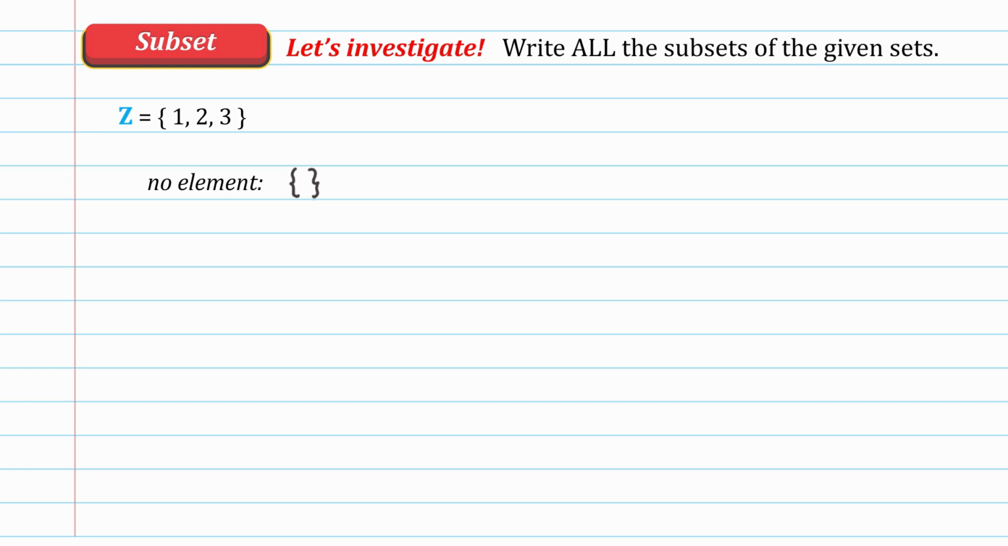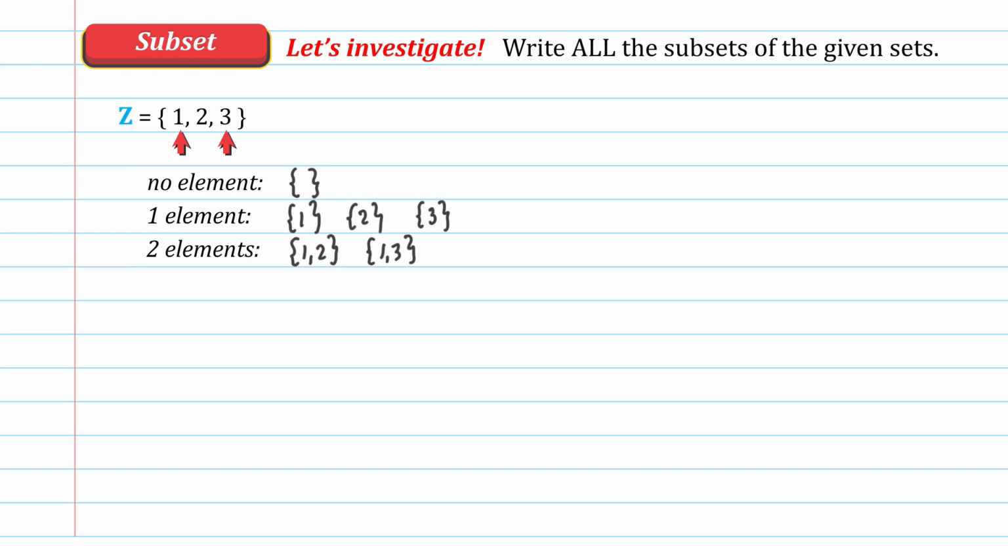Next, let me increase the number of elements and list all subsets of Z with only one element. 1, 2, and 3. These three sets are also part of set Z. Next, let me list all subsets of Z with 2 elements this time. I'm starting with 1, 2. My technique here is to partner 1 with 2 first, then partner it with 3. Element 1 done. Next is partner 2 with the other elements.